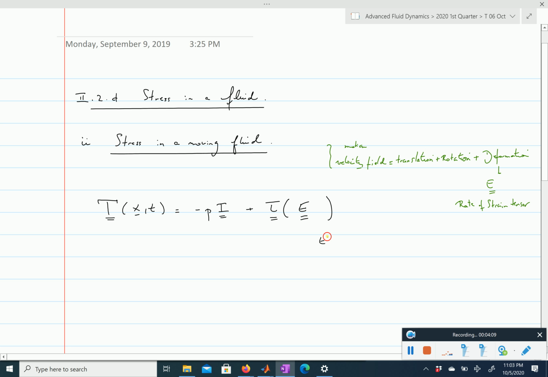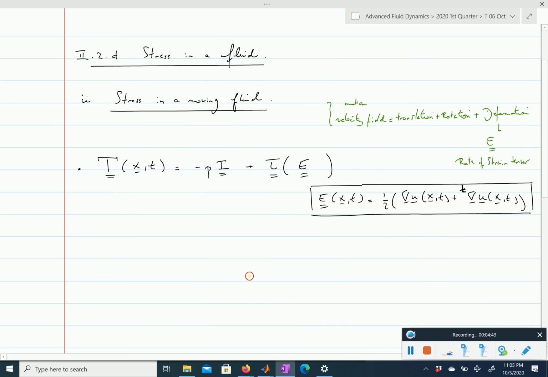And the rate of strain tensor is equal to 1/2. Let me write the rate of strain tensor at a certain location and at a certain time, because it is a field. So at every single point in the continuum, we can define this rate of strain tensor, and it is equal to the gradient of the vector field u plus the transpose. So this is the matrix when you flip it along the diagonal of the gradient of u.